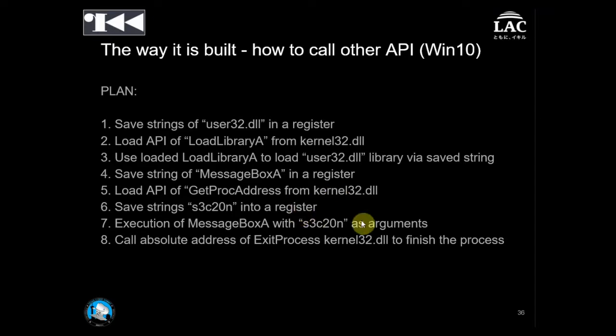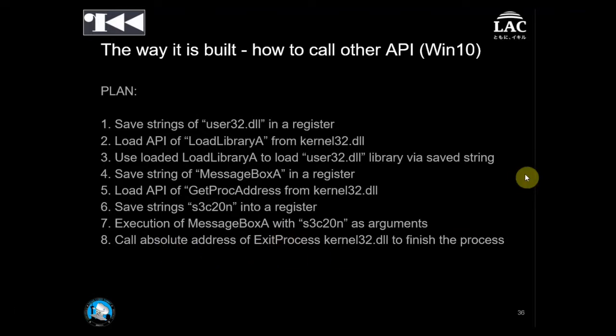And then afterwards you save another kind of string that you want to pop up in the message box, and then after everything is set and the executables needed for running MessageBoxA are already in the desired registers, all you have to do is just execute the message box with the arguments that were already pushed in the stack.